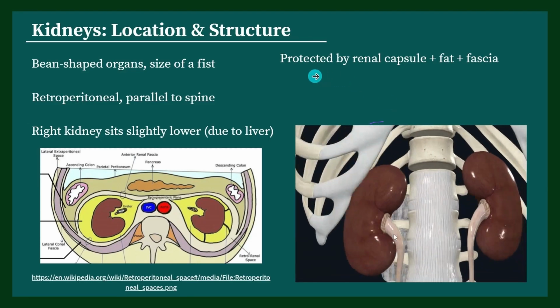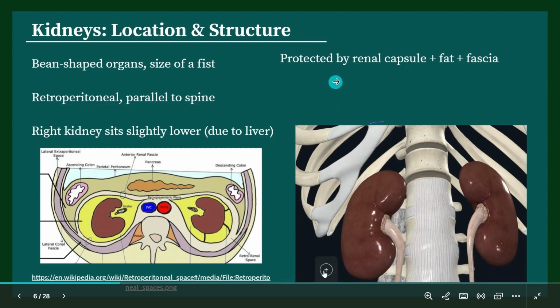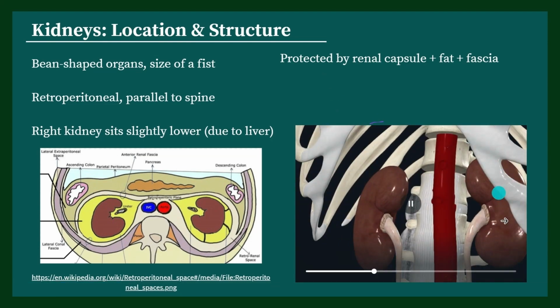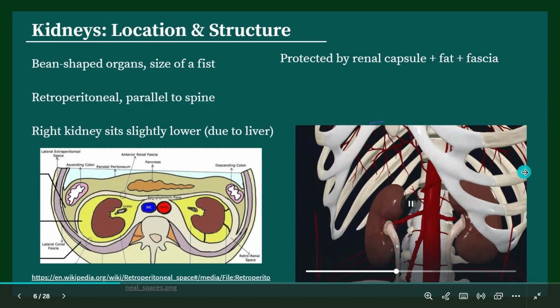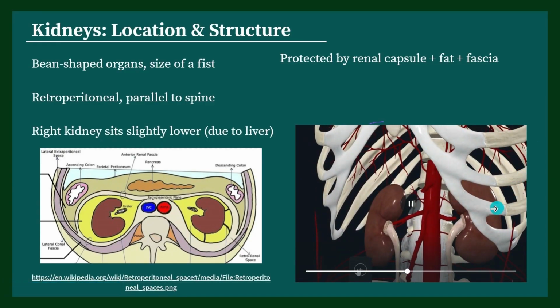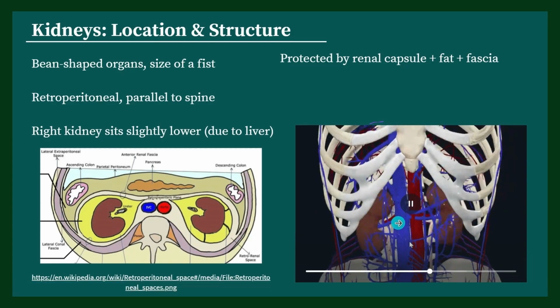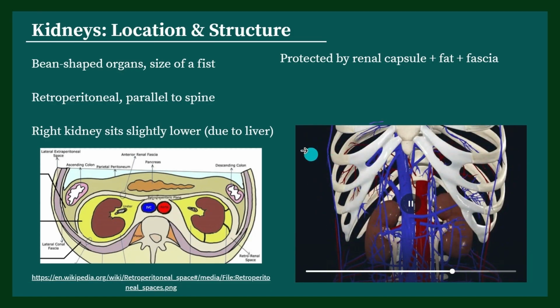Okay, so first we're going to start talking about the kidneys. There are two of them, and they're about the size of a fist. Here in the image, I'm adding the circulatory system to the kidneys so that you can see where the veins and the arteries enter the kidneys.